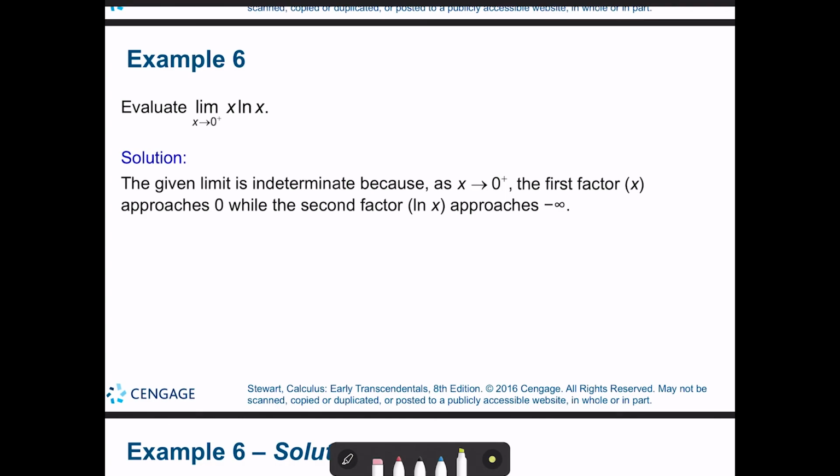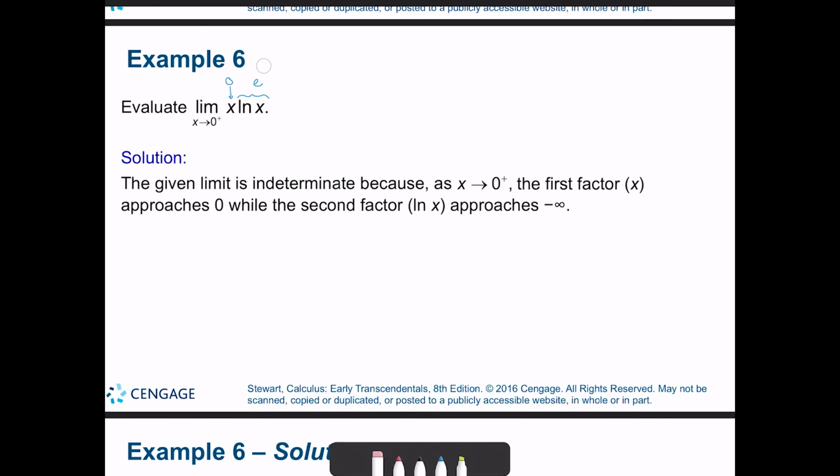Example 6. Here we're approaching 0 from the right. That's the little plus sign. And if we look at this as a product by direct substitution, this would be a 0, and this is the natural log of 0. Well, e to what power would equal 0? The answer is that question mark would have to be negative infinity.